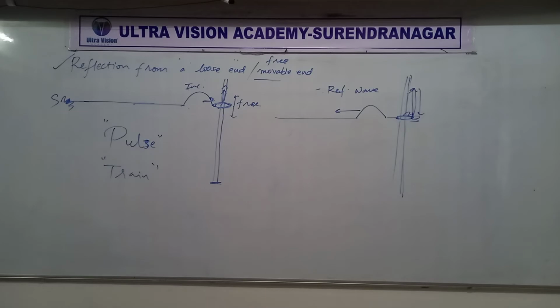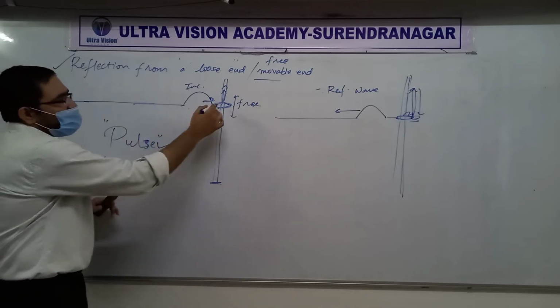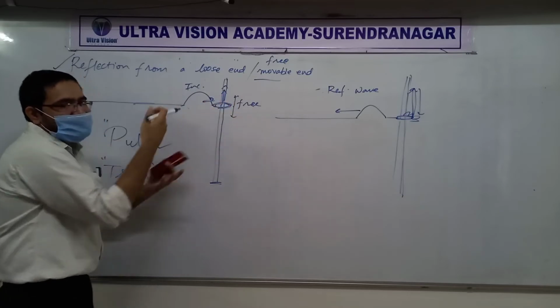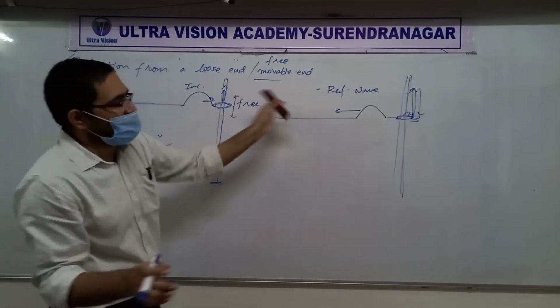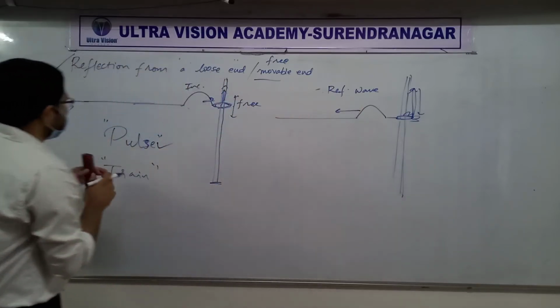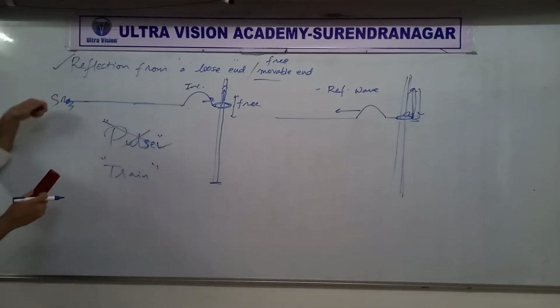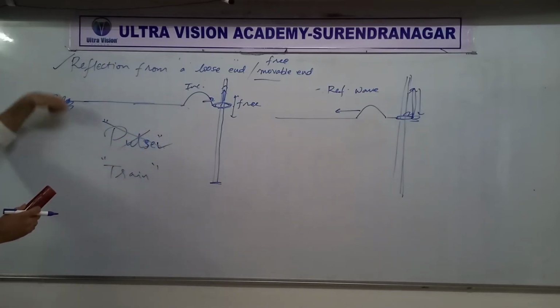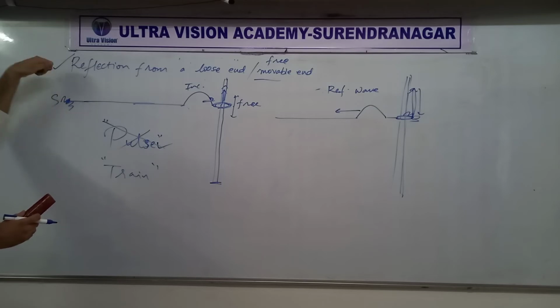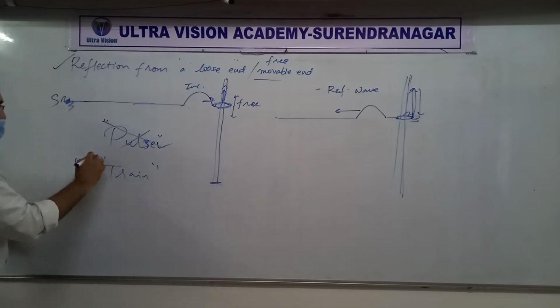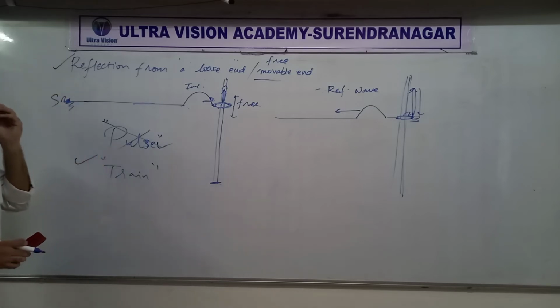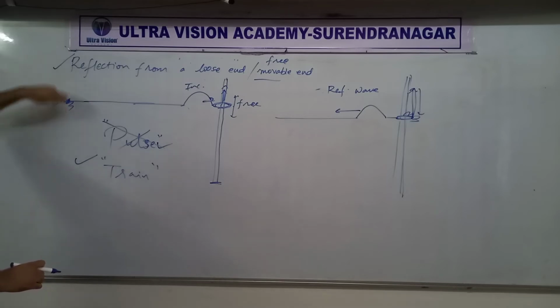So if there is a wave pulse, then this will only move up once, down once, and then that's it. Then the wave will come back. But suppose instead of a pulse, from here you start continuous motion of the source, then that will generate a wave train. Make sense?